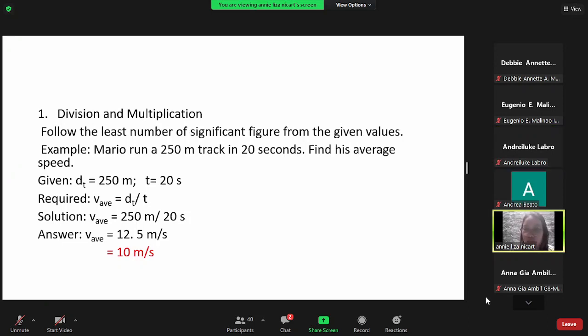Another question or clarification, for those who don't understand yet, it's okay to ask. Again, in division and multiplication, in writing your final answer, you should follow the least number of significant figures from the given values. Okay na? If okay, give a thumbs up.